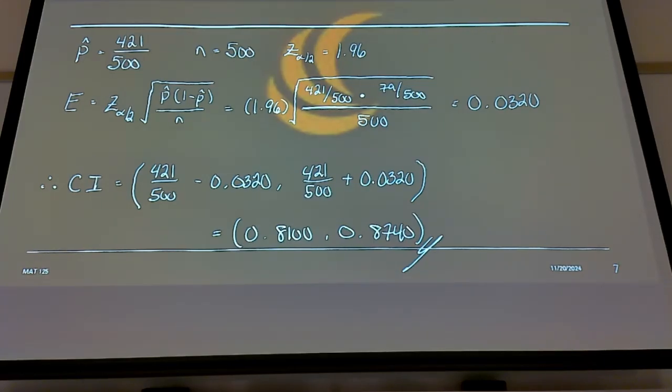Quick question. So I got the answer for your last one. How did you get the first one, the top one? What do you mean, like the top, last one? Like I got the 0.87, like 39 rounded, but how did you get 0.8100? The 421 over 500, 421 over 500 minus the 0.0320. Okay, thank you.